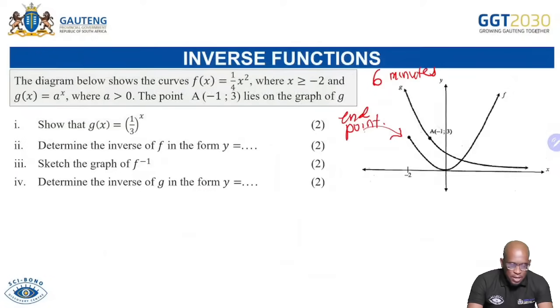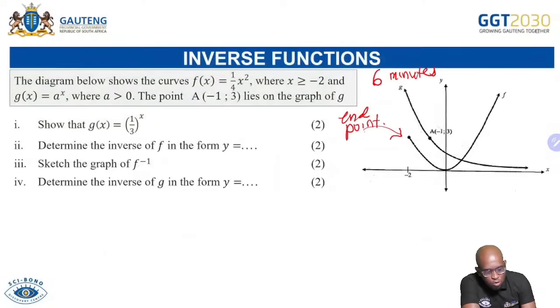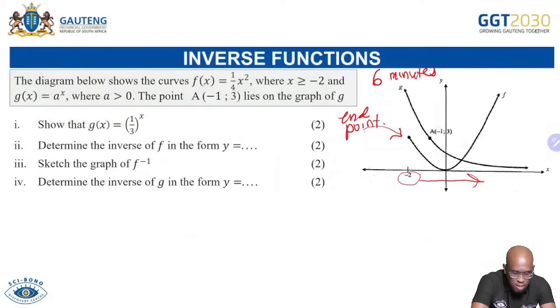Right, hello and welcome back. Let's go through the question. The diagram below shows the curves f of x is a quarter x squared, where x is greater or equals to 2 or negative 2. So you are told that this graph exists from here until there, okay? That is the domain there, all right?